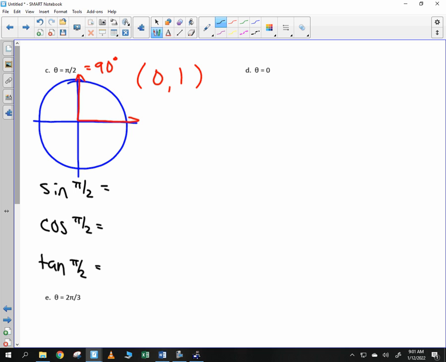What is the sine of pi over 2? It's the y value, 1. What's the cosine? And how do I figure out the tangent? 1 divided by 0. If you have 0 on the top, what's the answer? If 0 is on the bottom, what's the answer? If you ever have a 0 in the denominator, we say undefined.